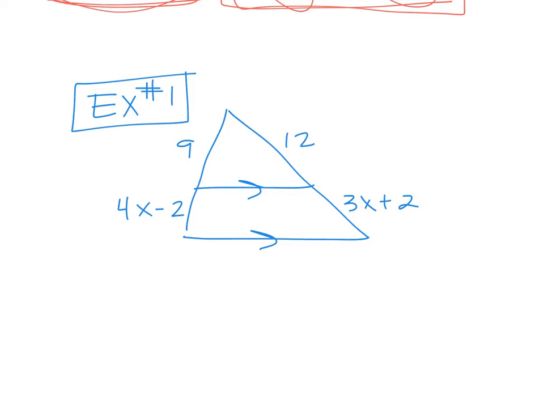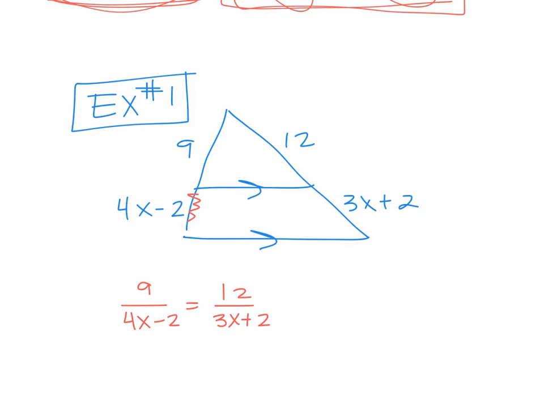Okay, anyway, if this is our setup, what would side-splitter's theorem say right now? What to what equals what to what? 4x minus 2, 9, 3x plus 2. Okay, so you can do it either way, right? You can say 9 over 4x minus 2, or you can say 4x minus 2 over 9. What matters is that you stay consistent.